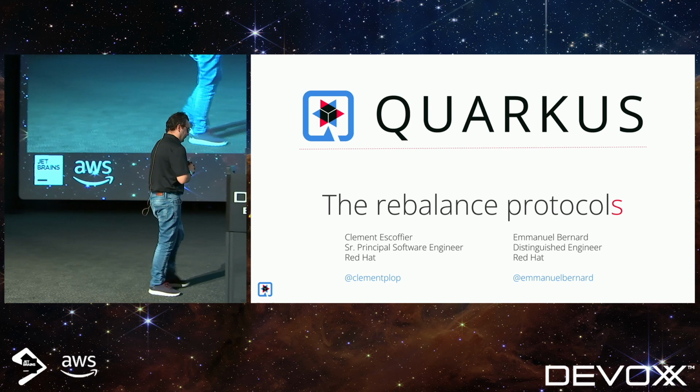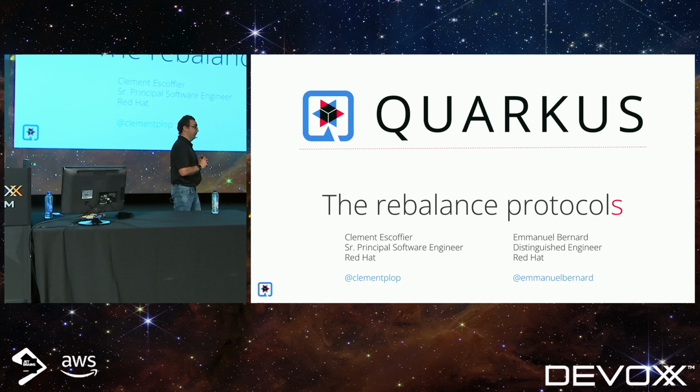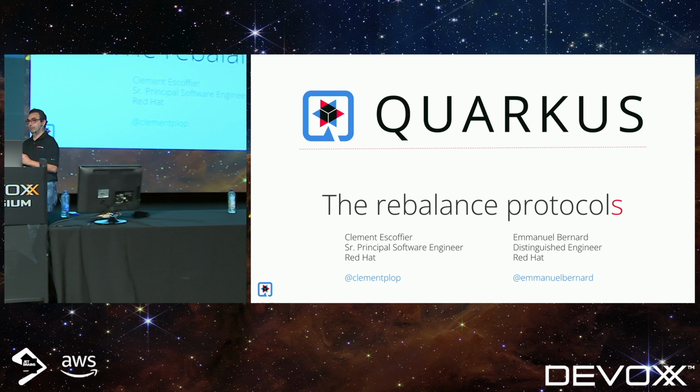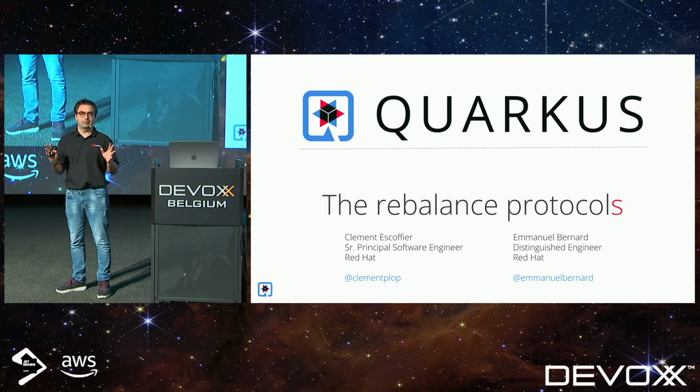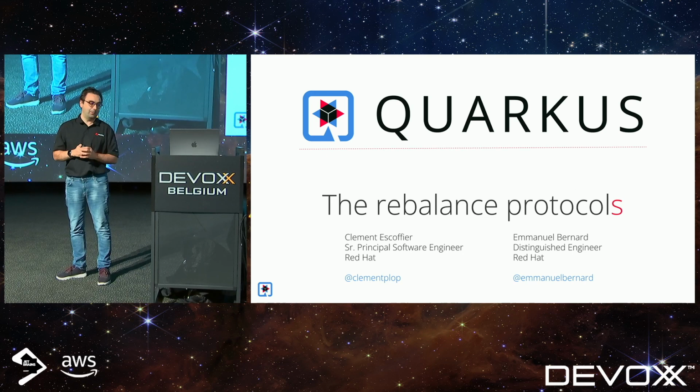The rebalance protocol is one of the hardest, most complex parts of Kafka. And while you can try to ignore it, it will at some point bite very strongly. It's going to be very, very harmful. So you need to understand what's happening. It's especially true when you're on the cloud, but it can happen anywhere.